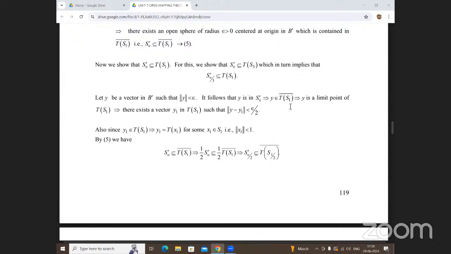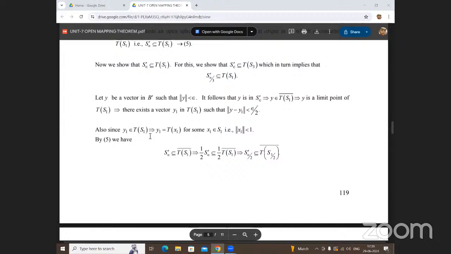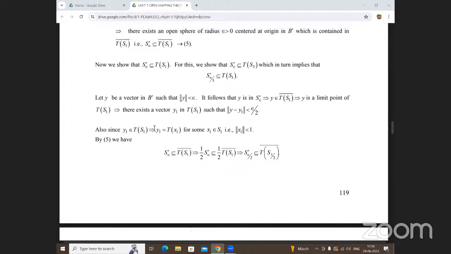y belongs to closure of T(S1). Finally, y is a limit point of T(S1). So in between y1 and y3, the condition for y3 is taken here. There exists a vector y1 in T(S1) such that norm y − y1 is less than epsilon/2. So y1 is contained in T(S1), so y1 equals T(x1), where x1 is the center of the first open sphere, for some x1 belonging to S1.